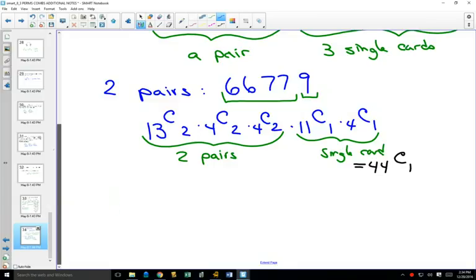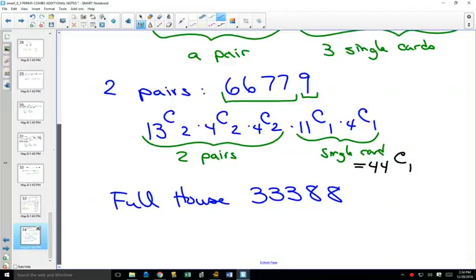Let's do a full house. A full house in poker is when you get 3 of one kind and 2 of another kind. It's actually pretty easy to count because this is what you have to separate. There's one group of 3 and one group of 2. I'll finish it up. If you want to go, I'll put it on YouTube.